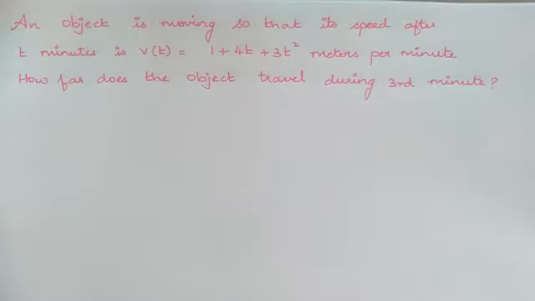An object is moving so that its speed after t minutes is v of t, which is a function, in meters per minute. How far does the object travel during the third minute? So this is the question. Before we get into the problem, let us discuss a few terms.